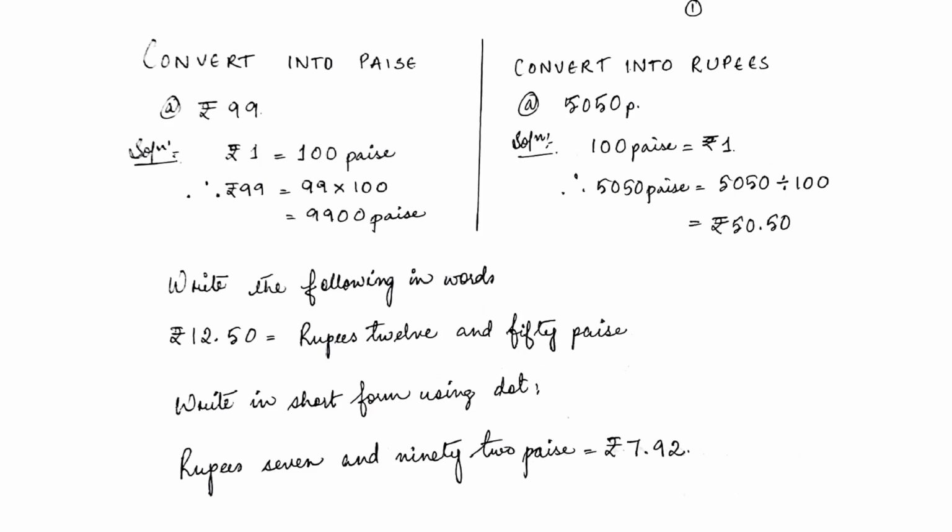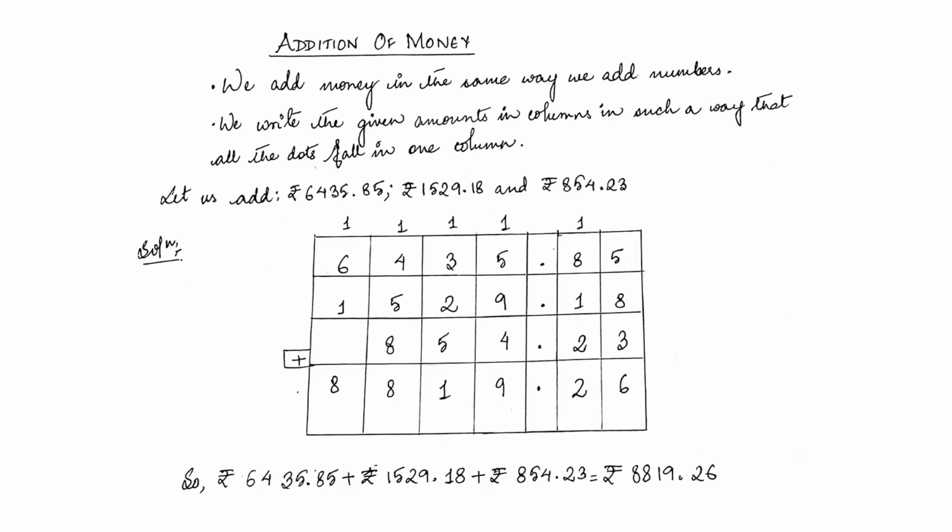Next, addition of money. So we add money in the same way we add numbers. It means that how we add numbers, in the same way we will add money. We will arrange them in columns in such a way that all the dots fall in one column.